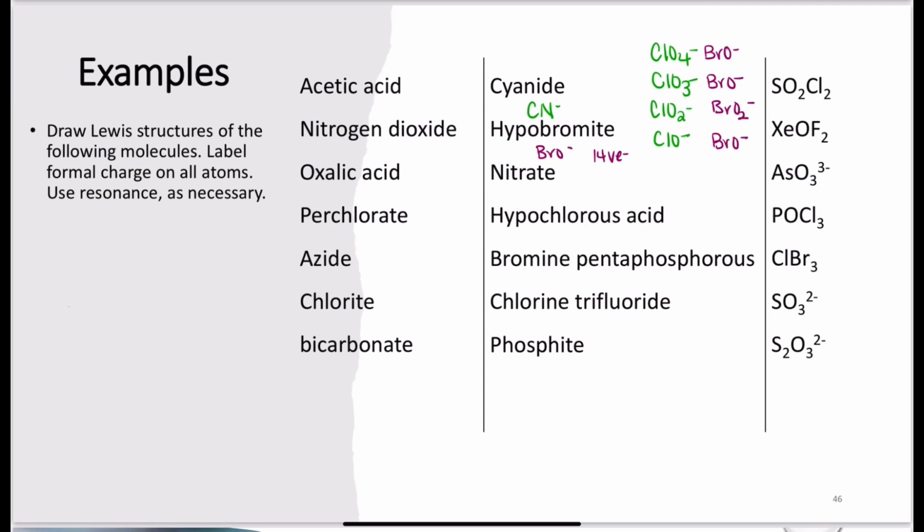What about nitrate? My favorite polyatomic. NO3 minus. Nitrogen, 5 valence electrons. 3 oxygens, 3 times 6 valence electrons. Plus 1 valence electron for that negative charge. 3 times 6 is 18, plus 5 is 23, plus 1 is 24 valence electrons.